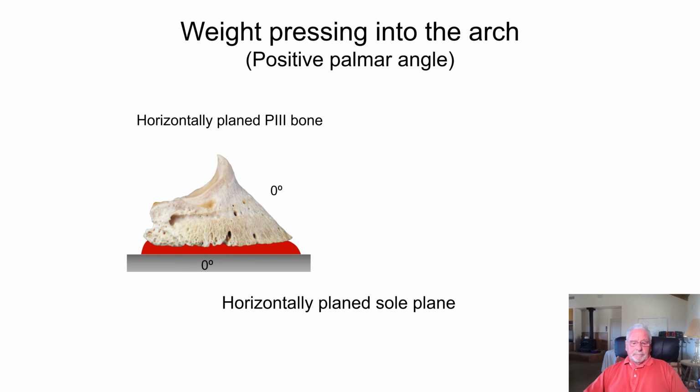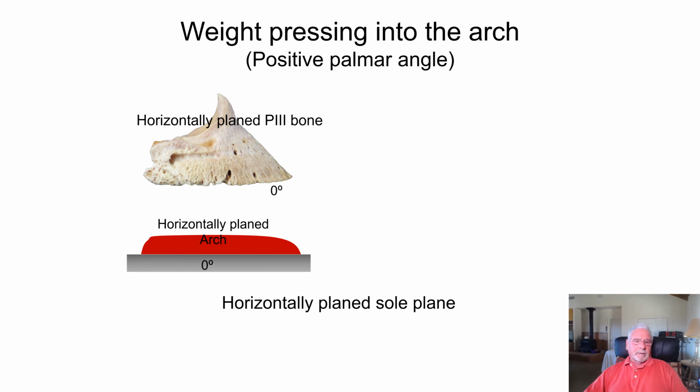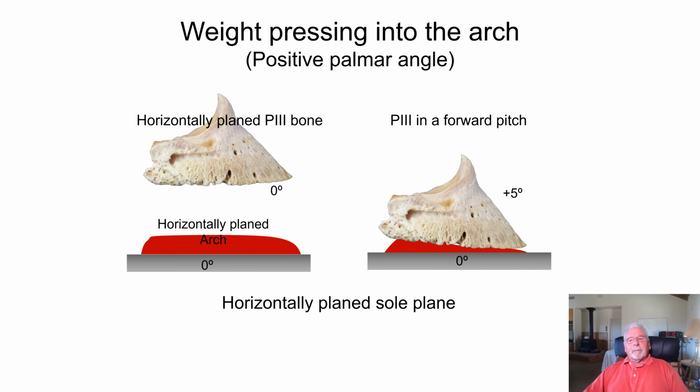So let's start with our horizontally planed hoof capsule. Looking at a horizontally planed PIII bone, I can lift the bone off the arch and we can see that our arch is horizontally planed. But our bone should be in a positive palmar angle in a horizontally planed hoof capsule, and I have to stress this point, because if the capsule is not trimmed horizontal to its true foot, then when we look at bone measurements, our measurements could be incorrect.